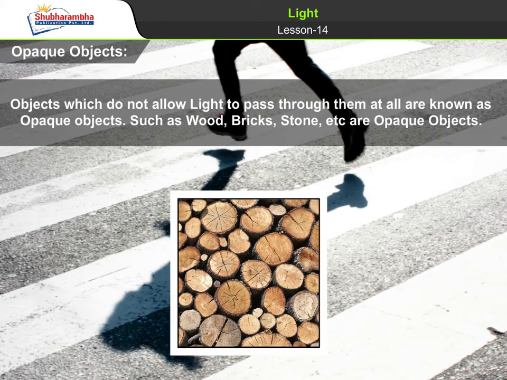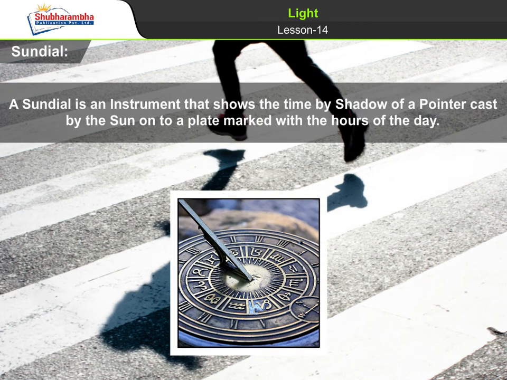Opaque objects. Objects which do not allow light to pass through them at all are known as opaque objects. Such as wood, bricks, stone, etc. are opaque objects. Sundial. A sundial is an instrument that shows the time by shadow of a pointer cast by the sun onto a plate marked with the hours of the day.